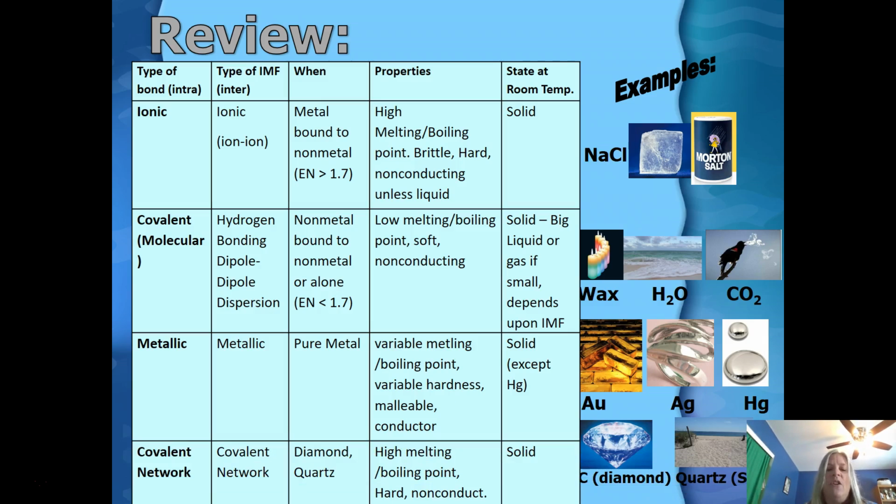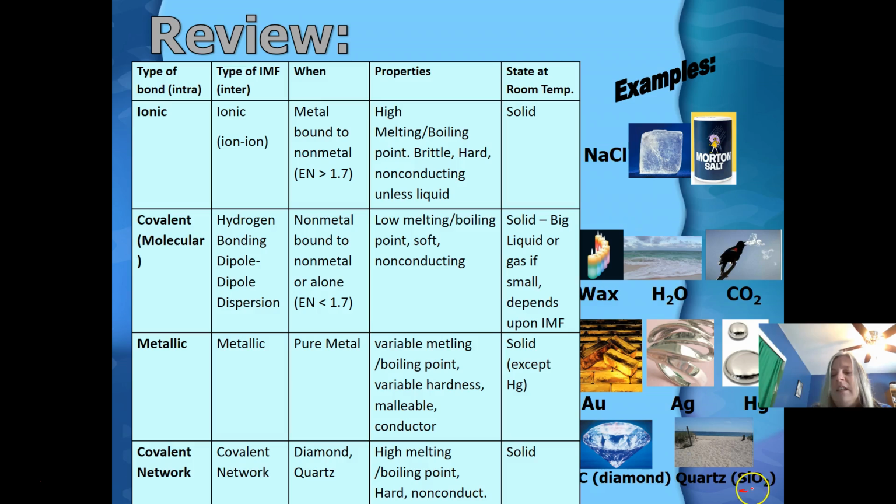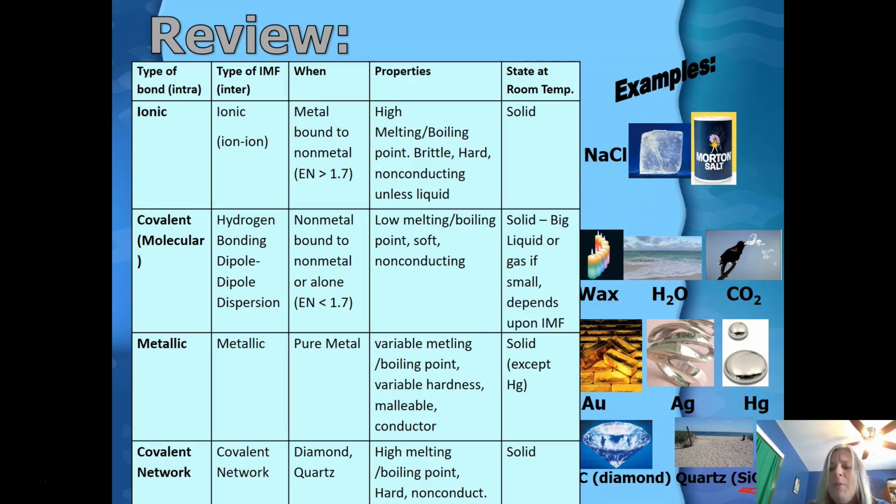Our last substance is covalent network. Again, the name of the bond and the intermolecular force is the same. Good examples of them are diamond and quartz. Diamond is a pure carbon compound that has covalent network bonds, very strong bonds. Quartz is another example; the formula for quartz is silicon dioxide. Quartz is also very, very hard. Covalent network substances have very, very high melting and boiling points. They're hard and non-conducting, and they are always solids at room temperature.